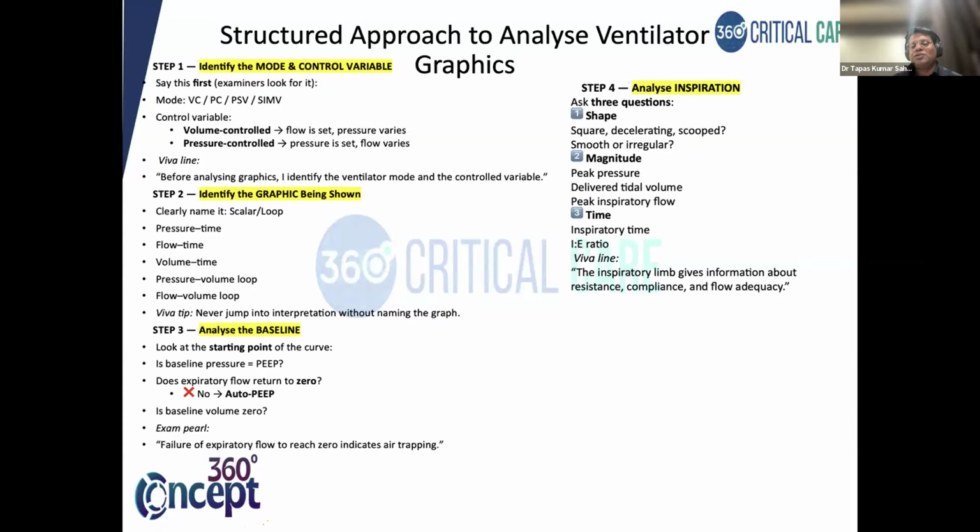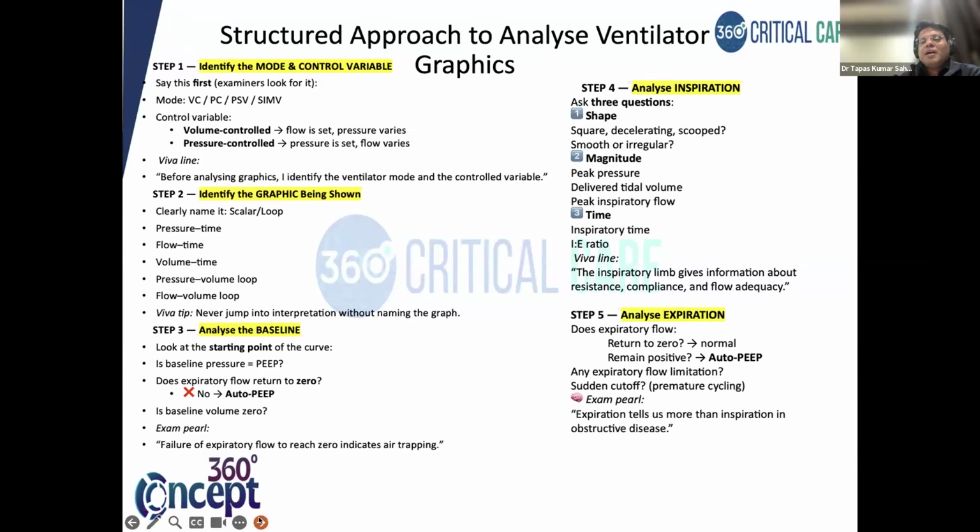You will be getting some of the troubleshooting there. Magnitude: in the inspiration you will get the peak inspiratory pressure, the delivered tidal volume, the peak inspiratory flow, depending on whether you are dealing with the flow-time, pressure-time or volume-time scalar. Now the third one is the time. In the time you will get the inspiratory time, I:E ratio. Clear? Shape, magnitude, time. So in the viva, the inspiratory limb gives you the most important information about the resistance, compliance, and the flow adequacy. Clear? So till the 4th step, you are all clear?